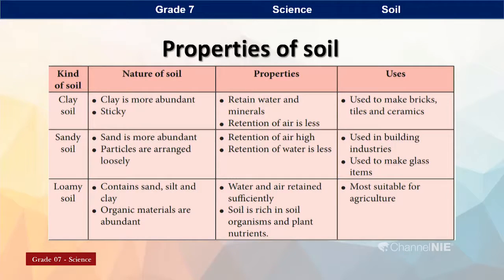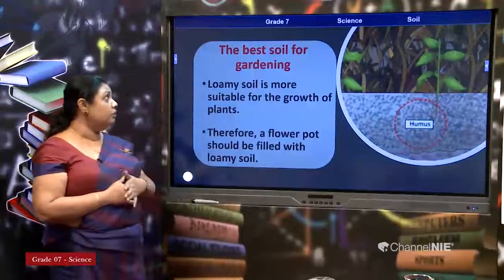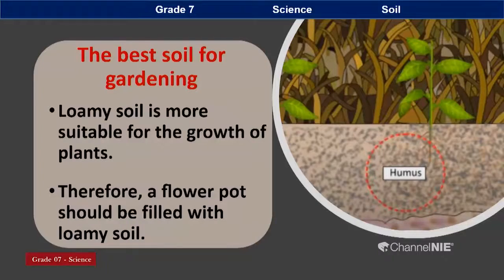That is the very reason that we are using this for agriculture. Yes, now you know how important our soil is. So, as I told you, loamy soil is the most important for gardening. You may have heard about the word humus, right? Humus is mainly made out of this loamy soil, more suitable for the growth.